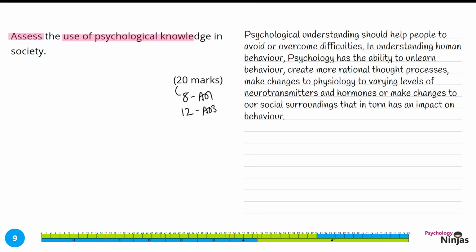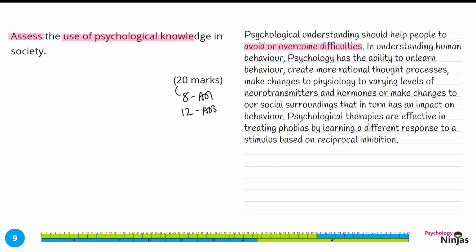Psychological understanding should help people to avoid or overcome difficulties. In understanding human behaviour, psychology has the ability to unlearn behaviour, create more rational thought processes, make changes to physiology to vary levels of neurotransmitters and hormones, or make changes to social surroundings that in turn has an impact on behaviour. We've identified a specific use for psychological knowledge in terms of overcoming or avoiding difficulties. We've then linked this in to a range of different approaches within psychology. We're going to identify now and look at our evaluation.